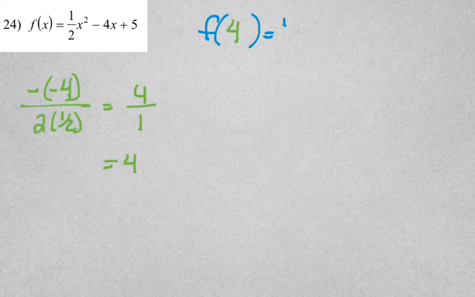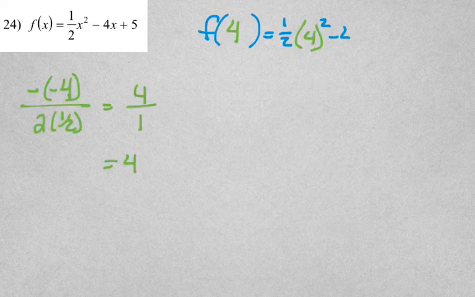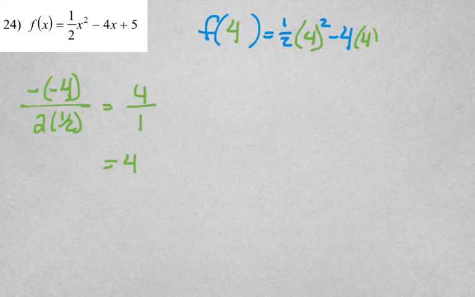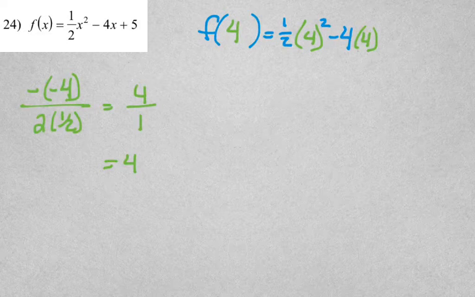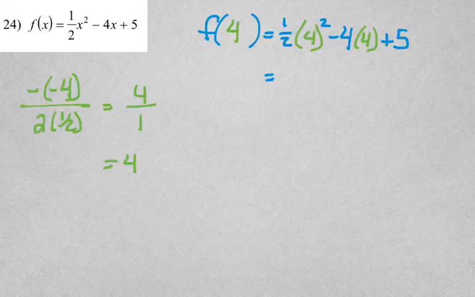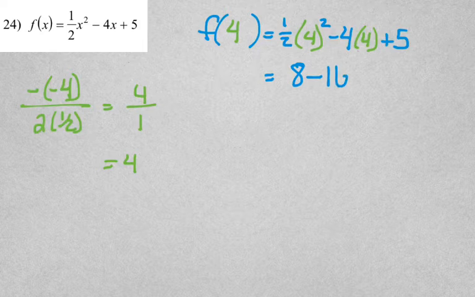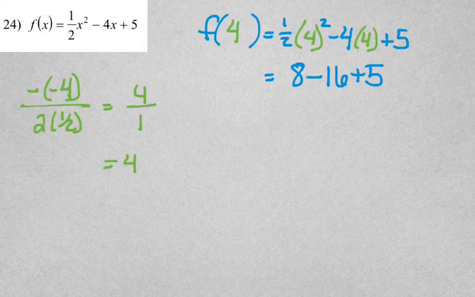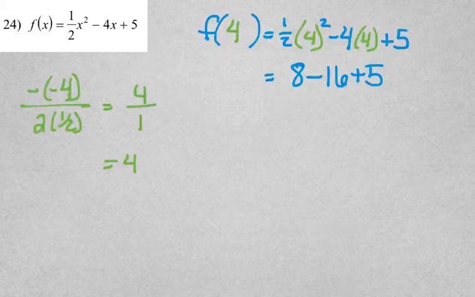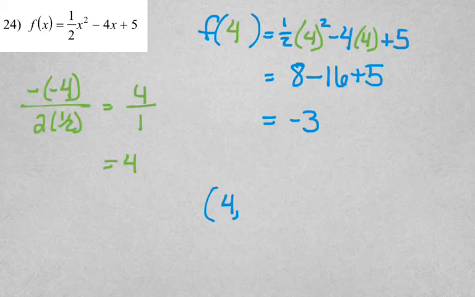So 1/2 times 4 squared minus 4 times 4 plus 5. And so 1/2 of 4 squared, which is half of 16, gives me 8. 4 times 4 is 16 plus 5, and that gives me a negative 3. So my ordered pair is 4, comma, negative 3.